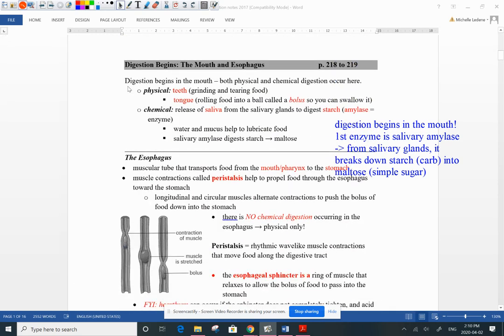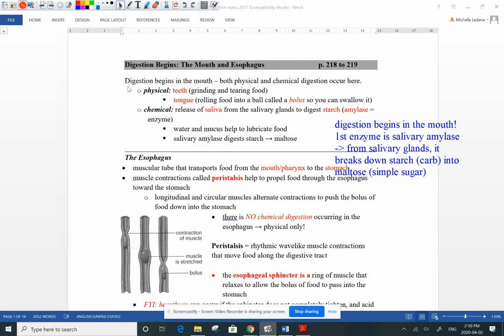And here we go with the mouth. That's where digestion begins. The first enzyme that we talk about is from your salivary glands. And your saliva isn't just like spit. There's actually enzymes in there. And the enzyme is called salivary amylase. And it is going to break down starch, which is a carbohydrate, into its simple sugar called maltose.